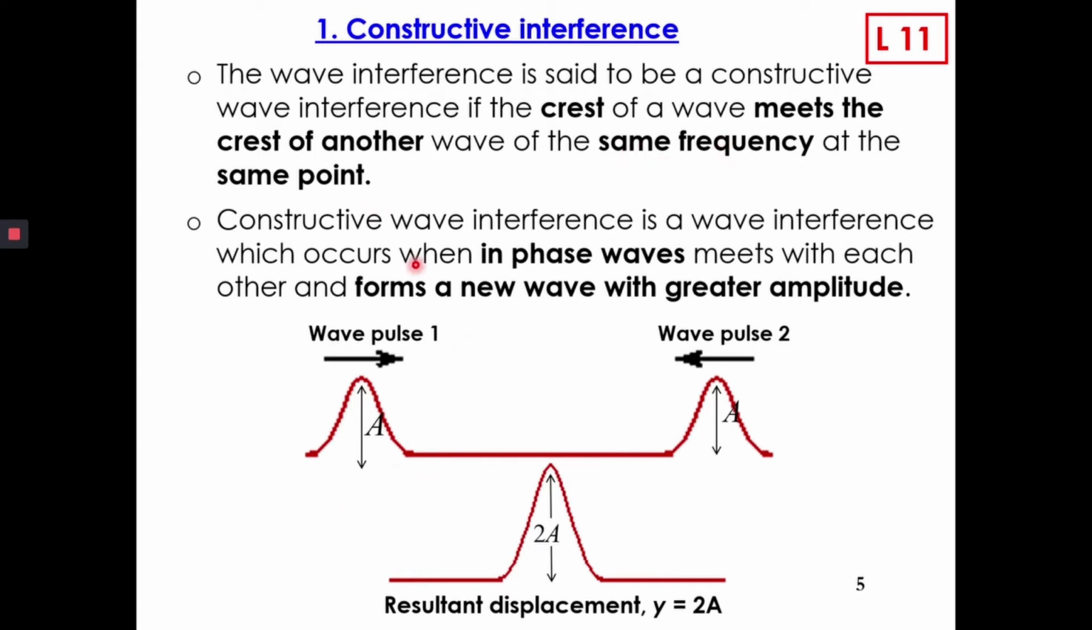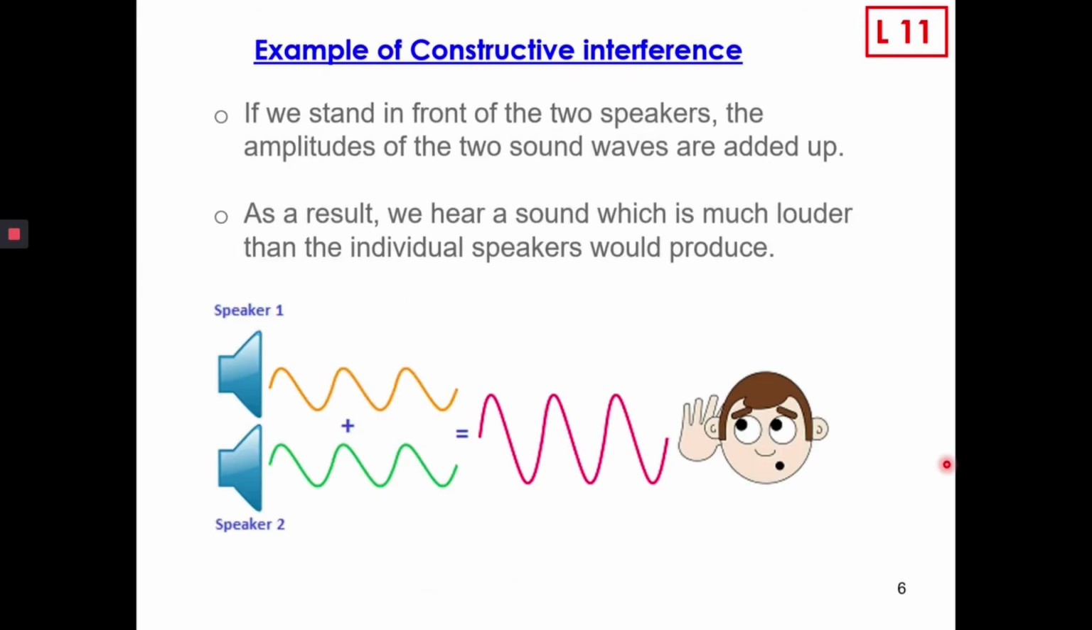Let's look at this figure. The crest of wave 1 interferes with the crest of wave 2. As a result, this will form a new wave with greater amplitude. So this is an example of constructive interference.